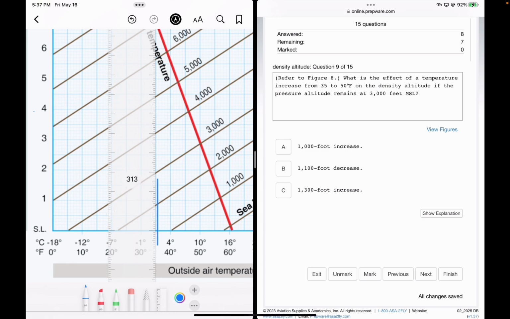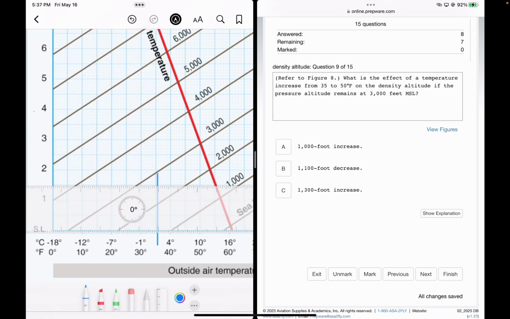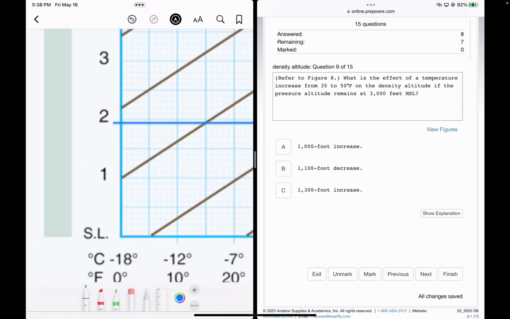They said the pressure altitude is at 3,000. So I'm gonna draw the line up into this brown line. This brown line, as you can tell, is 3,000 from this brown line right here. I'm gonna switch my ruler, and I'm going to draw a line to there. Okay, and what does that say? Okay, this is 1,000. That says 1,900.